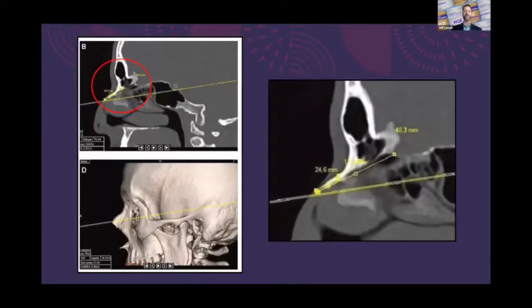This is figure 1 from the paper. I have taken the liberty of blowing up the anatomic area of focus that illustrates the area of these anatomic measurements that were taken.